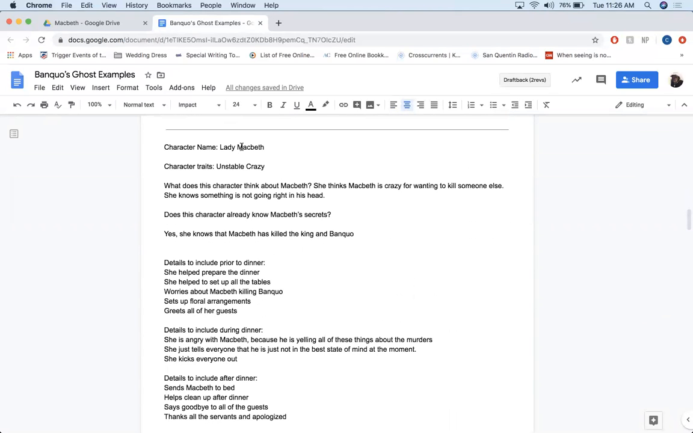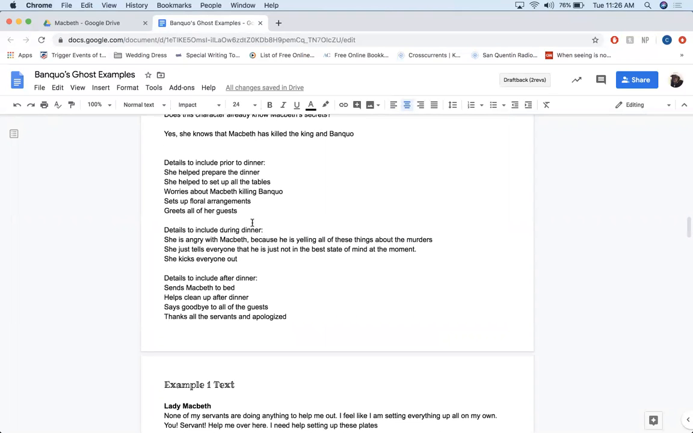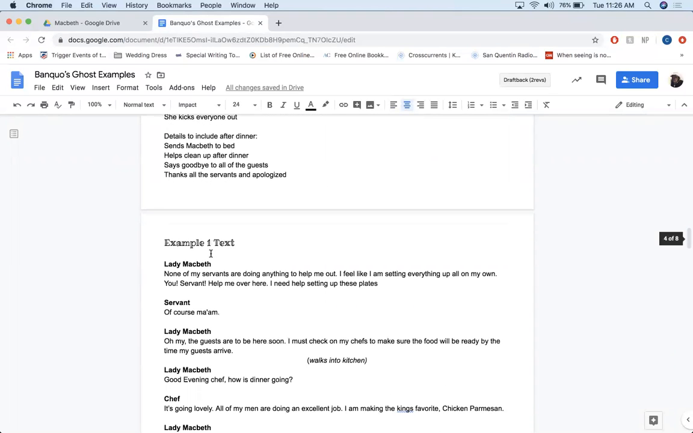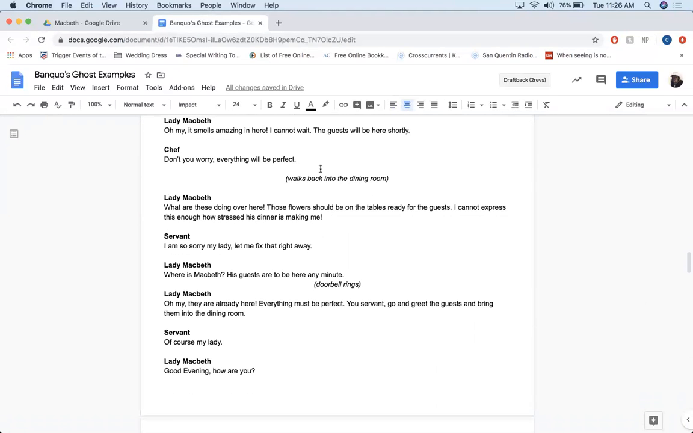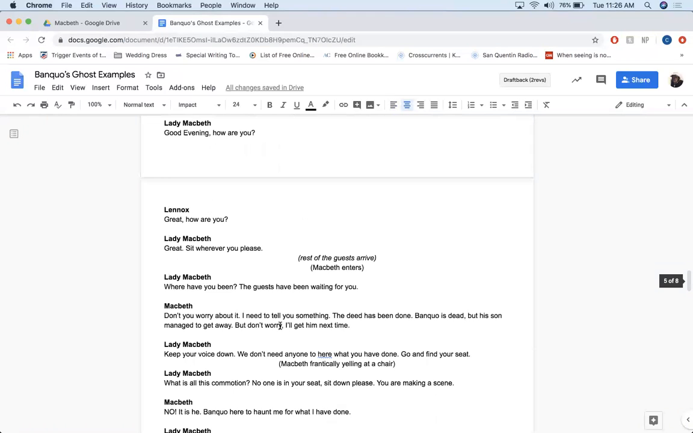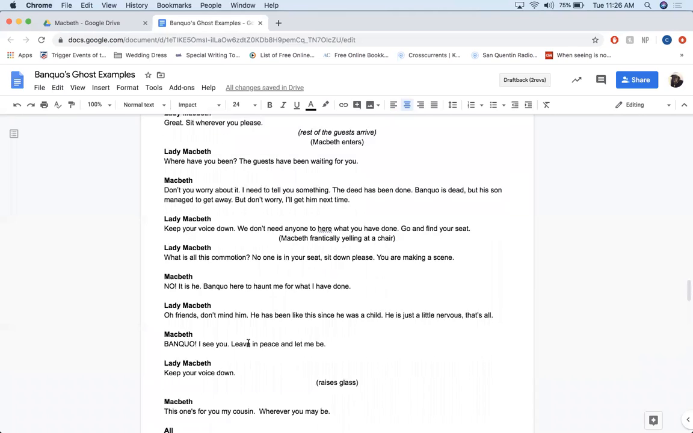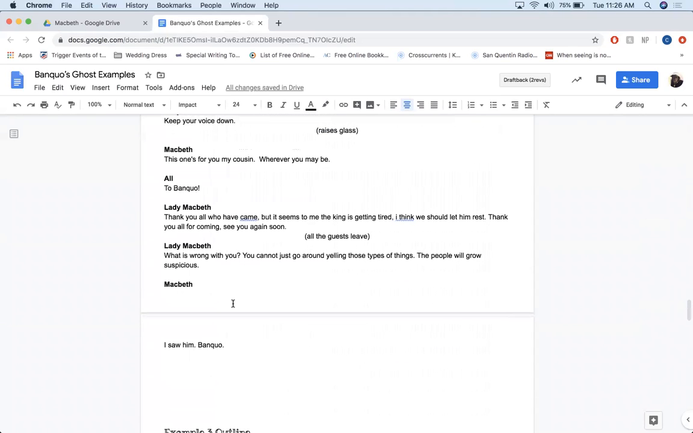Example 2, they did Lady Macbeth, described her. She knows all of his secrets, some details about what she's doing. So here in the beginning, Lady Macbeth is talking to the servants. There's some scene directions, which is really good. I love that. Hint, hint. Lady Macbeth talking to Macbeth. She sends the guests home. What is wrong with you?